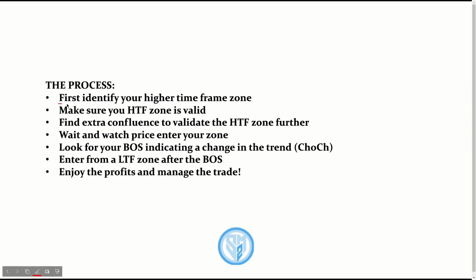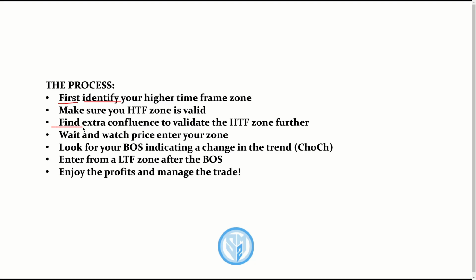So first thing you're going to do is identify your higher time frame zone. And you're going to make sure this higher time frame zone is valid. So you're going to run through the rules. You're going to make sure that there is, number one, a break of structure, number two, high volume at the order block, and number three, the order block isn't mitigated, right? I've explained all of these three rules in one of my previous videos called the order block strategy, so check that out as well.